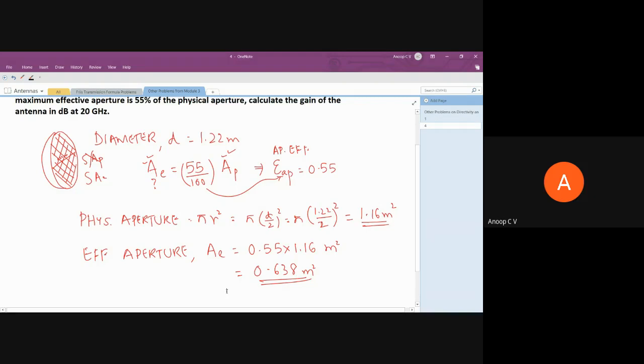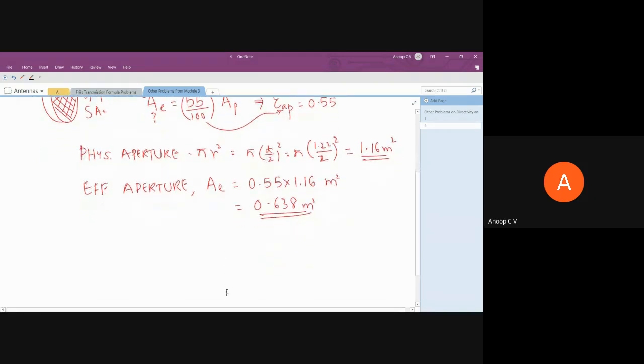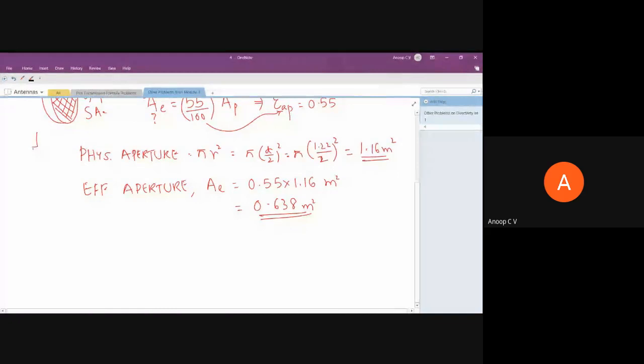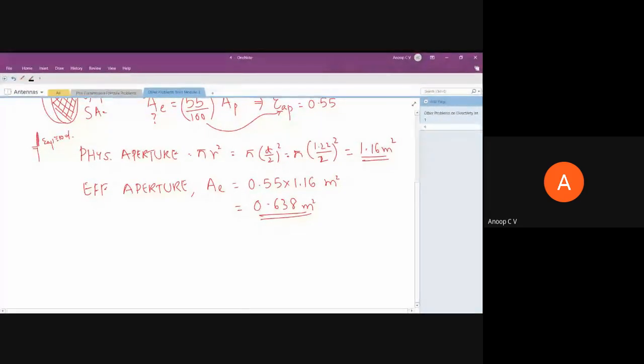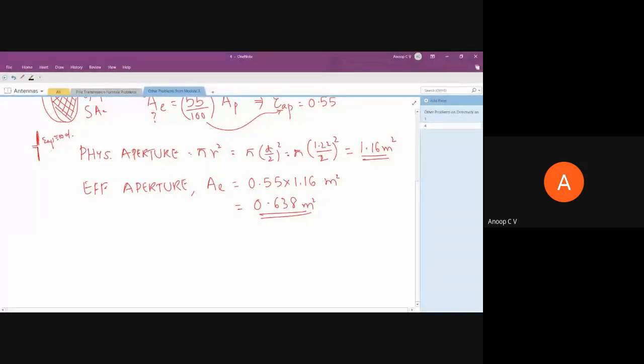I told you, for parabolic reflector antennas, the aperture efficiency can range from 50 to 90 percentage. If it is a wire type of antenna, the aperture efficiency can be approximately equal to 100 percentage. But the area of a wire antenna itself is very small, so the power which it can capture will be very less. That's why we are going for this parabolic reflector. So we have A equal to 0.638.